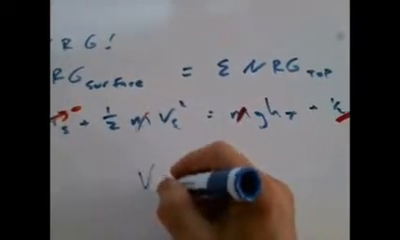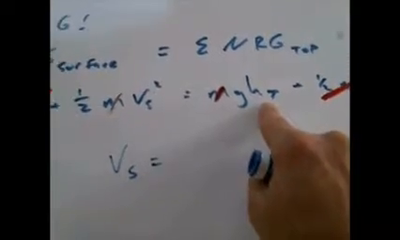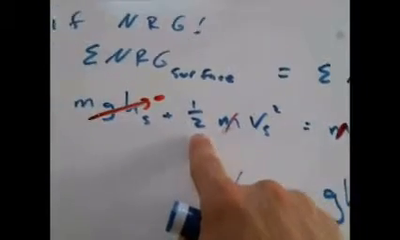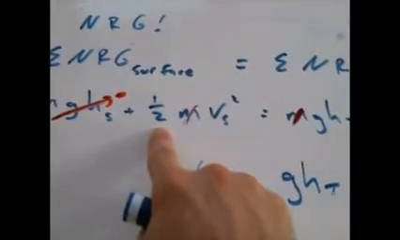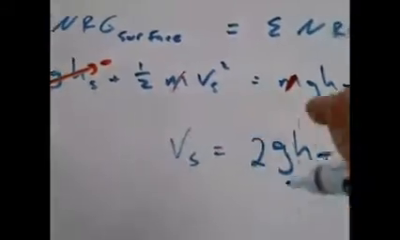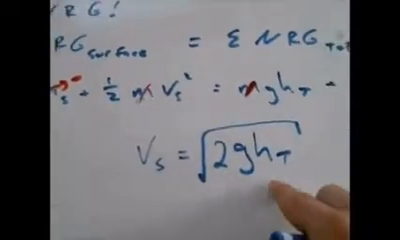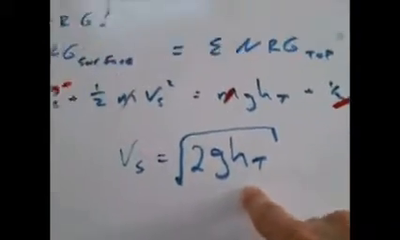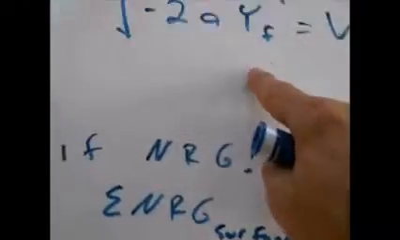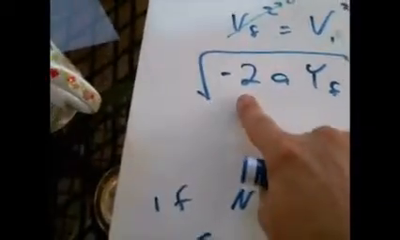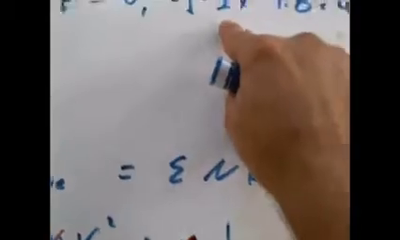So the velocity at the surface squared is gh, but to isolate this V of S, I have to kill that 1/2, which means I'm going to multiply everything by 2, 2gh, and again, to get the VS by itself, I need to square root it. So the square root of 2gh at the top. That should look strikingly identical to what we ended up using with the kinematic equation. It was the square root of 2 times negative 9.8 times 40.